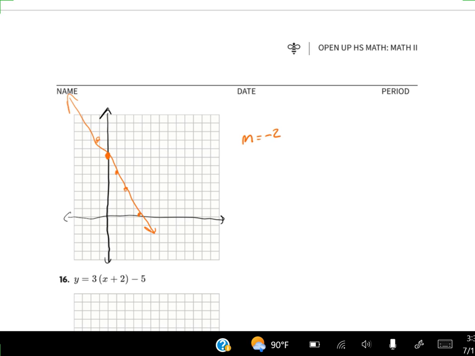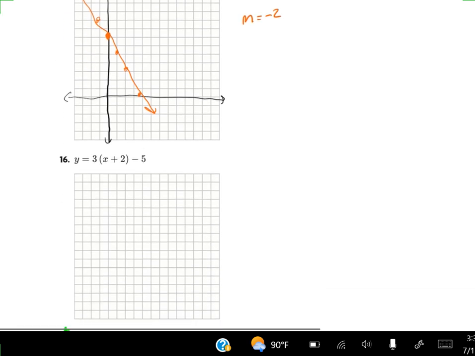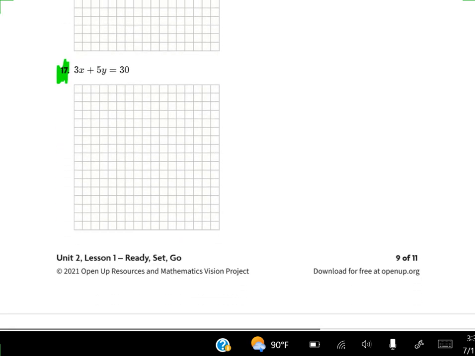Number 17. This is a problem that's given in standard form, ax plus by equals c. In this case, the easiest way to go about doing this is to find the x-intercept, the y-intercept, and then plot the points. So start with the y-intercept.